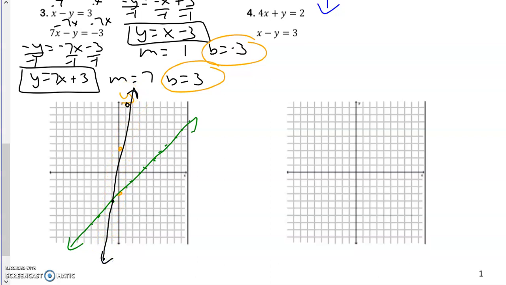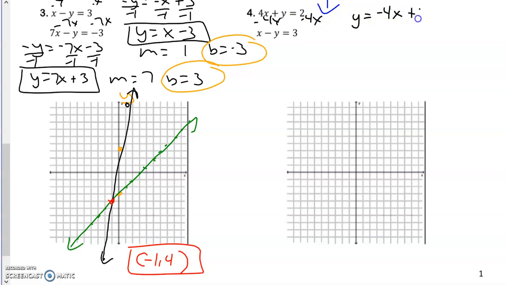And they meet right here. And where they meet is I went over -1 and down 4. Taking a look at the last graphing problem, I'm going to subtract 4x. So I get y equals -4x plus 2. And then I'm going to have m equals -4 and b equals 2.